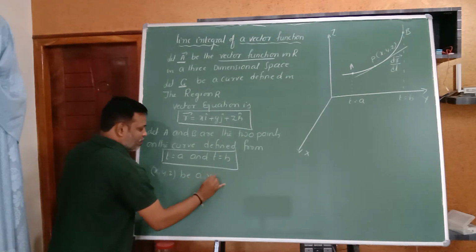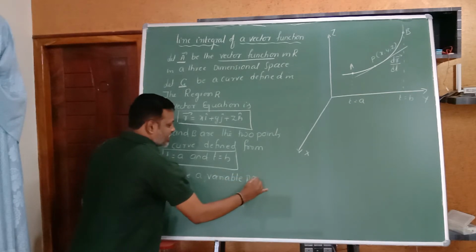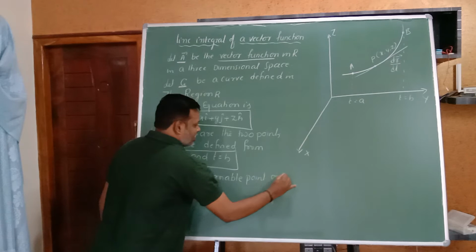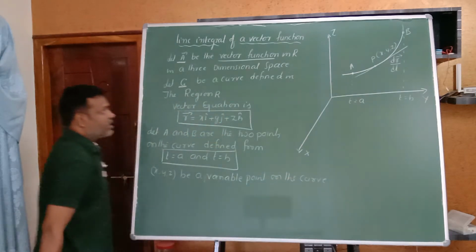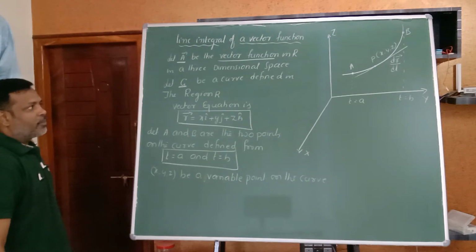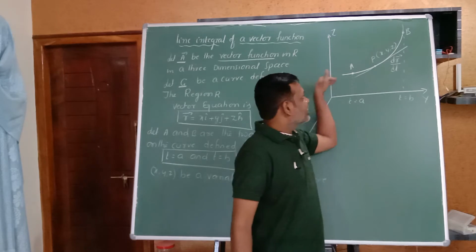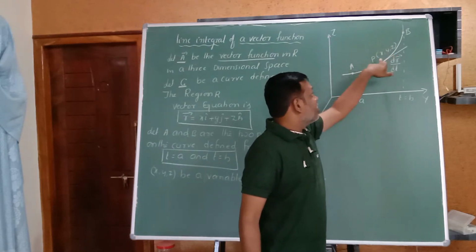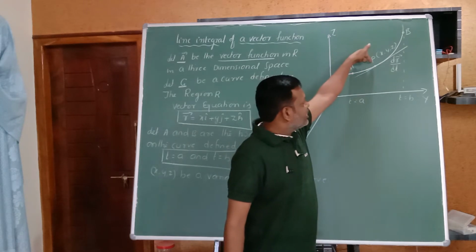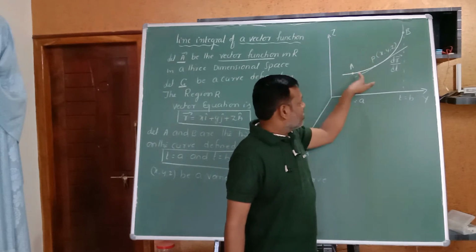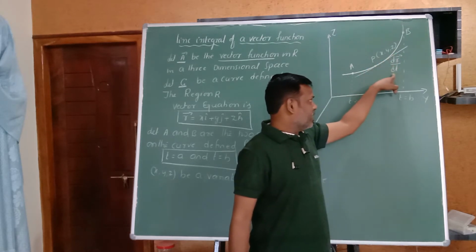That means a variable point on the curve, on the same curve. Got my point? So x comma y comma z be the variable point on the curve, and dr by dt is along the tangent drawn to the curve at the point P of x comma y comma z. Here we are taking a point, that is a point P. At that point, we are drawing a tangent. Along this tangent, we are defining dr divided by dt.